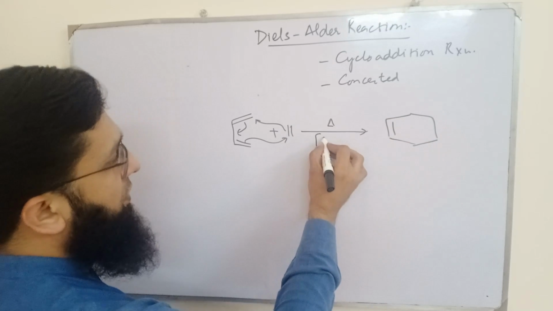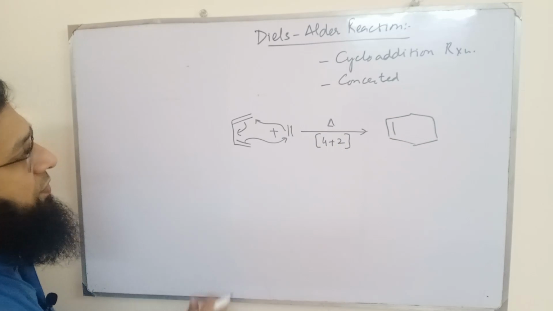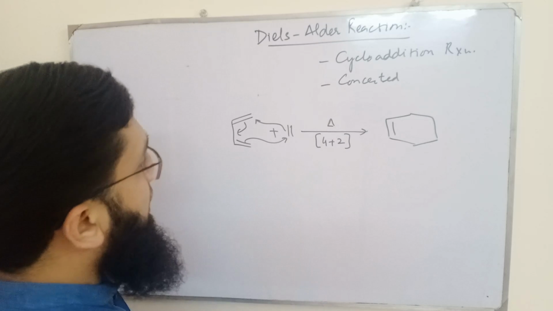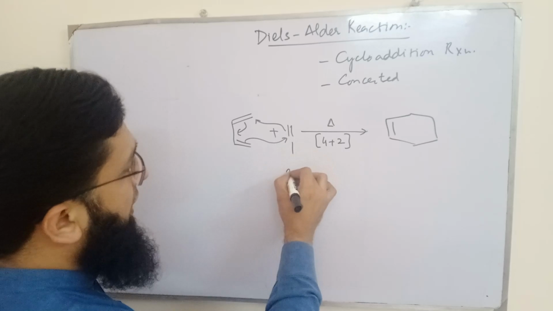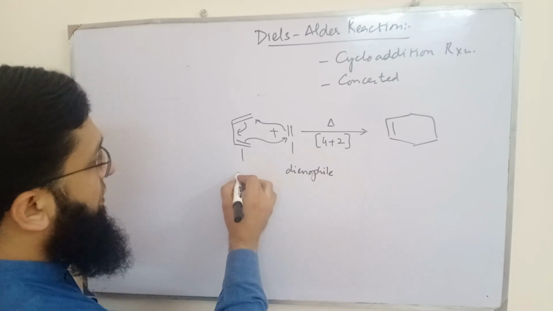This reaction is a 4+2 cycloaddition because 4 pi electrons from the diene take part in this reaction and 2 pi electrons from the alkene, which is ethylene, and this is also called the dienophile, and this is the diene.